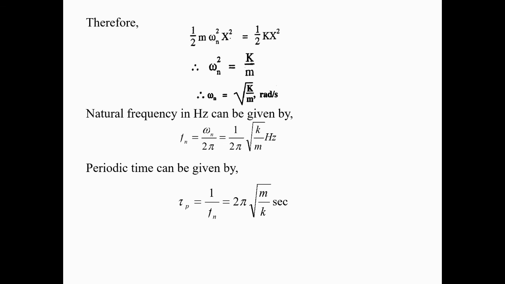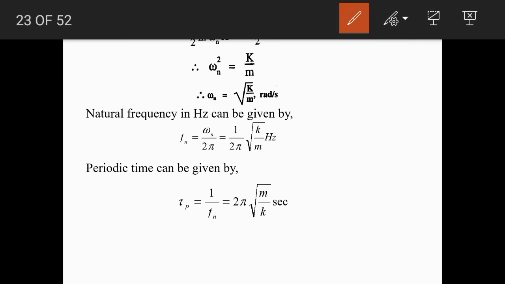So 1/2 m omega n square X square is equal to 1/2 k X square. From this relation we get omega n square is equal to k by m. So ultimately we have got the equation of natural frequency: omega n is equal to square root of k by m radian per second, which is the same equation which we previously determined. Now frequency in hertz could be given by this equation and periodic time could be given by this equation. So the same equations we have derived by using Rayleigh's method.